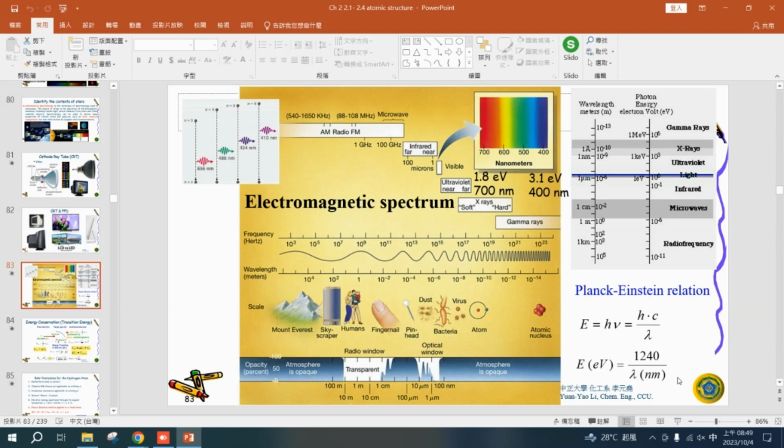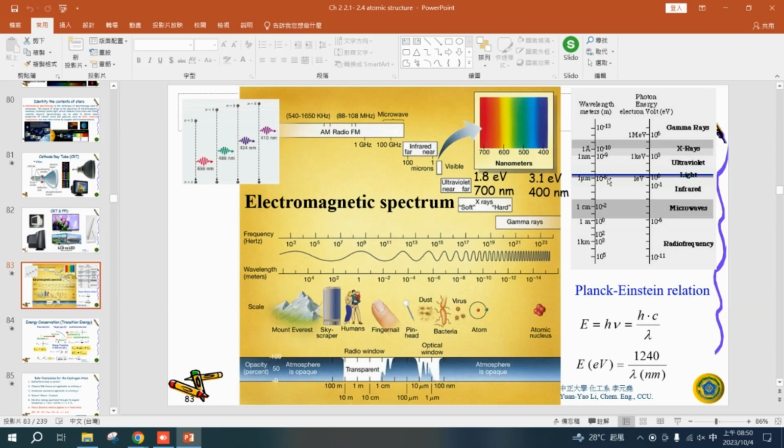According to this equation, we understand the wavelength of the visible light is in the range of 400 nanometer to 700 nanometer. And its corresponding energy is 3.1 electron volt, which is blue light, to 1.8 electron volt, which is red light, red color. Okay, so these are very simple numbers. So I want you to remember this. That will be easier for you to do some simple calculation, or this becomes common sense.